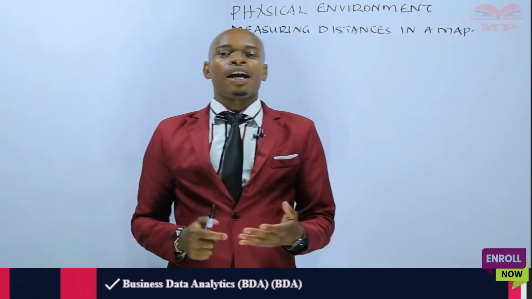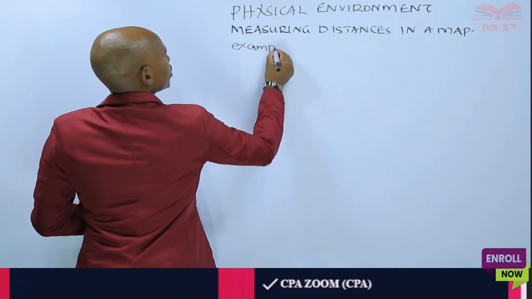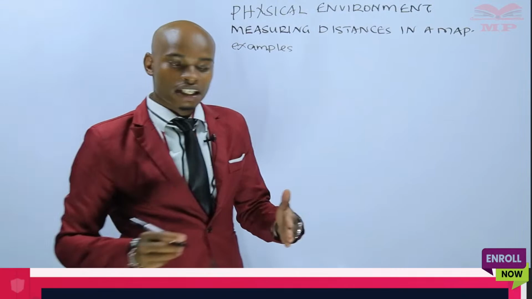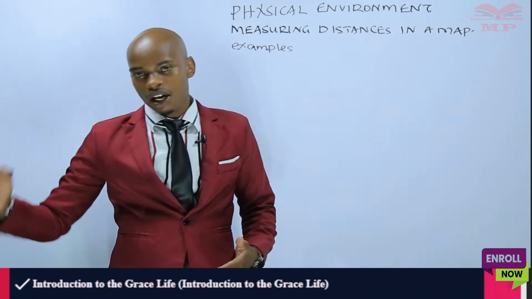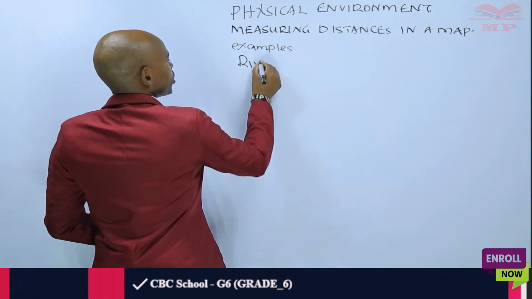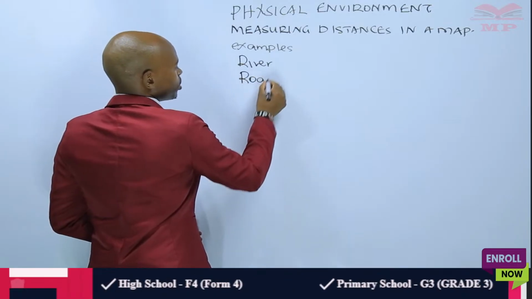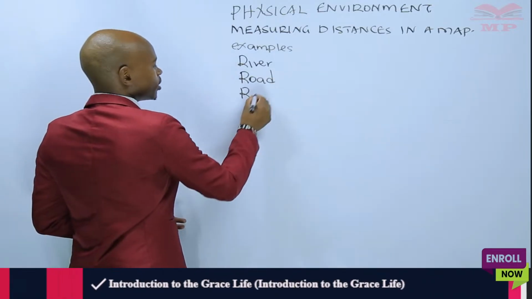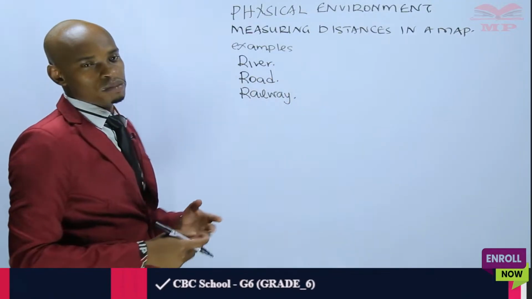Number one, it can be a river. Examples of distances that we measure in a map. It can be the distance between one point of a river to a given point of a river, involving measuring a river. It can be a road. And of course, it can be a railway. These are some of the distances in most cases you'll be required to measure.